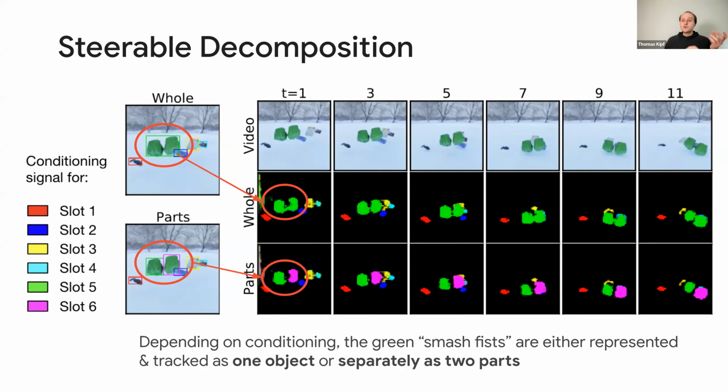And so if we do this, if we provide bounding boxes for those parts, the model can also independently decompose them and independently track them. And so this is a nice way of breaking this ambiguity in scene decomposition in a non-hierarchical way. So we don't have to define an explicit hierarchy, but we can essentially address the different levels of the hierarchy just via context signals, like via these conditioning signals that we give to the model.